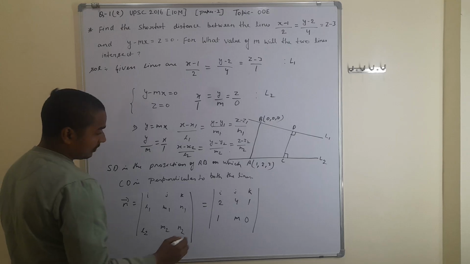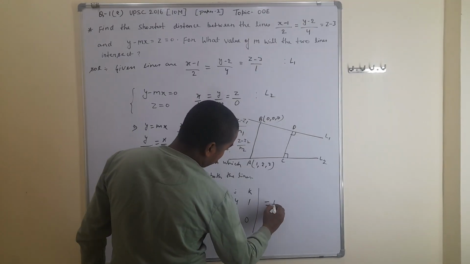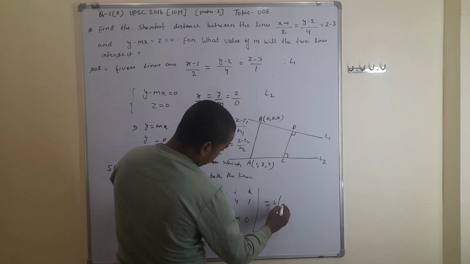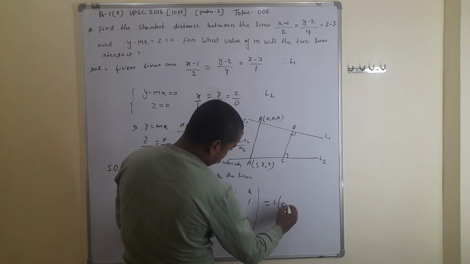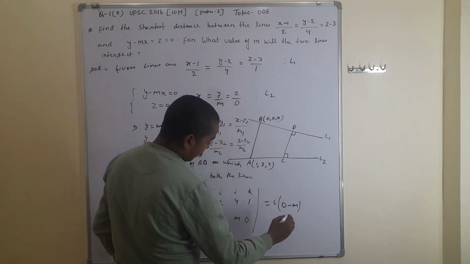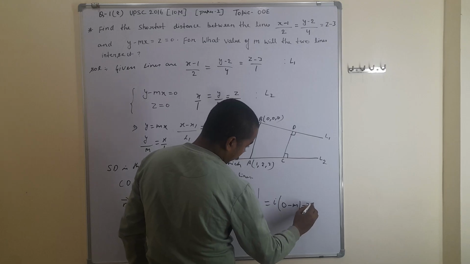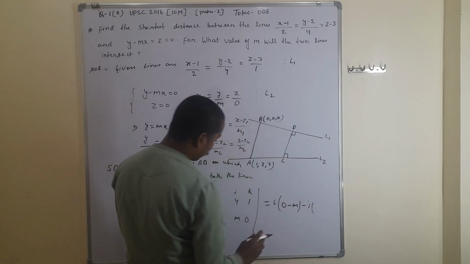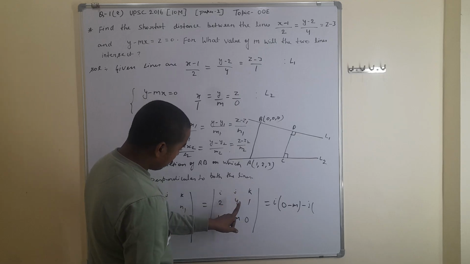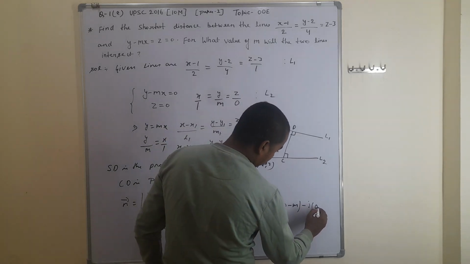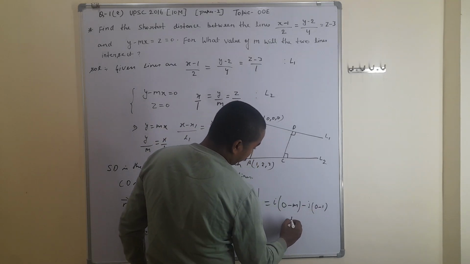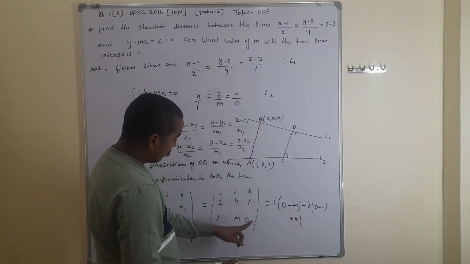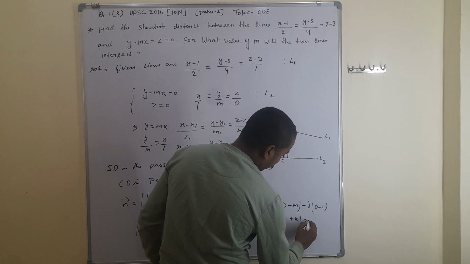On solving, that is i cap into (0 minus m), minus of j into (0 minus 1), and plus of k into (2m minus 4).